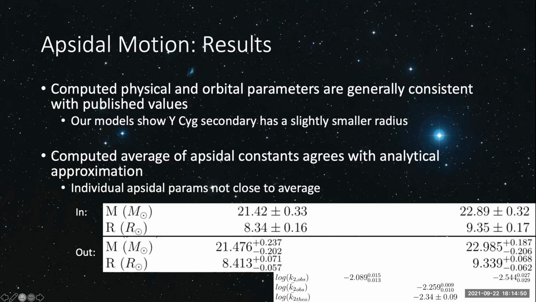Another thing we can look at here is that we've got input values and output values for the EM Car system, the very massive one. 21.42 is pretty darn close to 21.476. 22.89 is pretty close to 22.985. And if you look at these error bars, they are self-consistent. So our results are good.